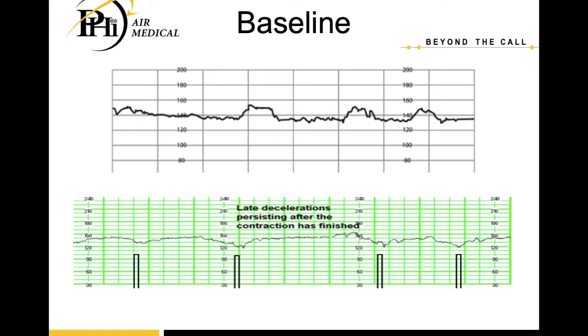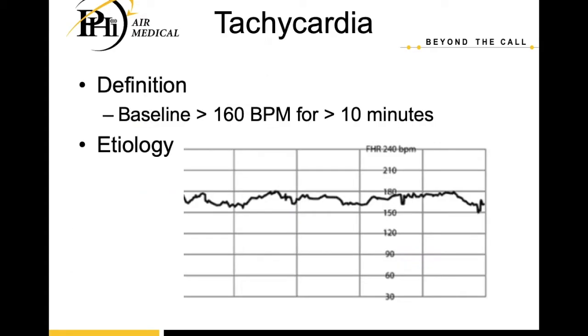And so what would you say that baseline is? I would say that it's probably about 135 beats per minute. So baseline is 135. If we're looking at the bottom one right here, we can see that we also have a pretty consistent baseline outside of those decelerations. So we're going to go ahead and say that baseline is about 140 beats per minute.